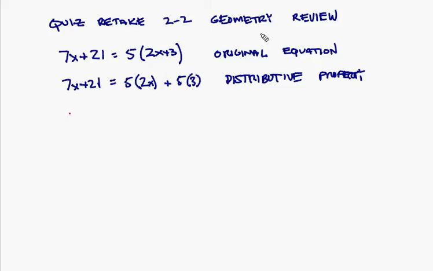So I'm going to simply multiply. So I go 7x plus 21. 5 times 2x is 10x. 5 times 3 is 15. So the rule is just to simplify.